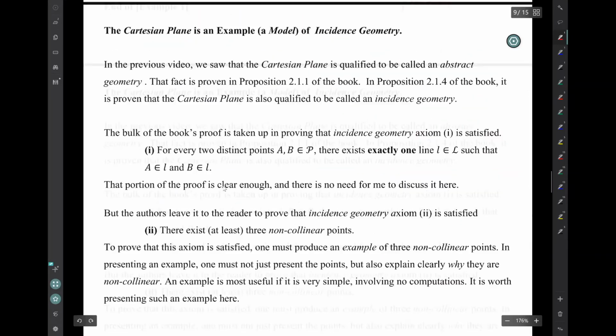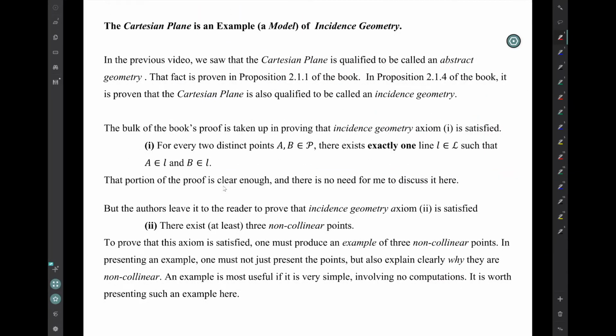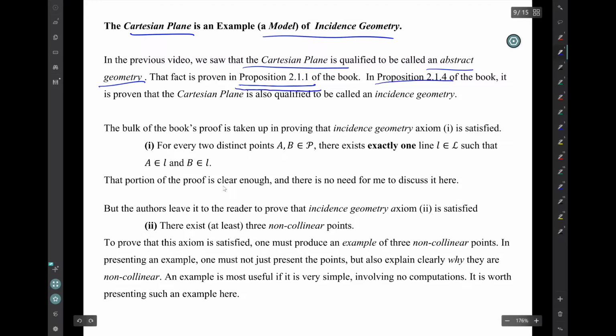Let's go on. The Cartesian plane is an example, a model of incidence geometry. Now in the previous video we saw that the Cartesian plane is qualified to be called an abstract geometry, and that fact is proven in the book. And that's proposition 2.1.1. In proposition 2.1.4 of the book, it's proven that the Cartesian plane is also qualified to be called an incidence geometry.